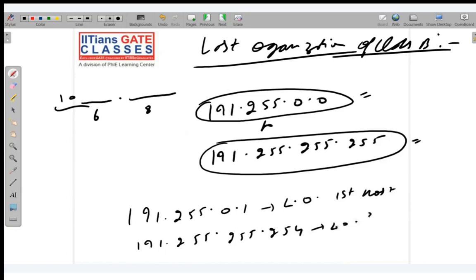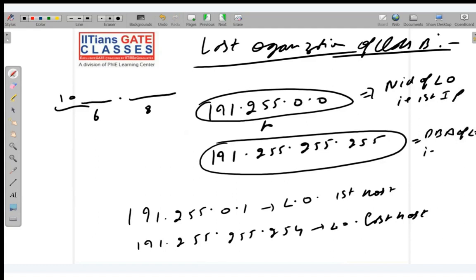So this is the net ID of the last organization, that is the first IP address. Try to notice this, as it will confuse you very much. First IP address is a different thing, and first host is a different thing. First IP address is the net ID only. DBA of the last organization is the last IP. If they say last IP, this is the last IP. If they say last host, this is the last host. So do not get confused here.